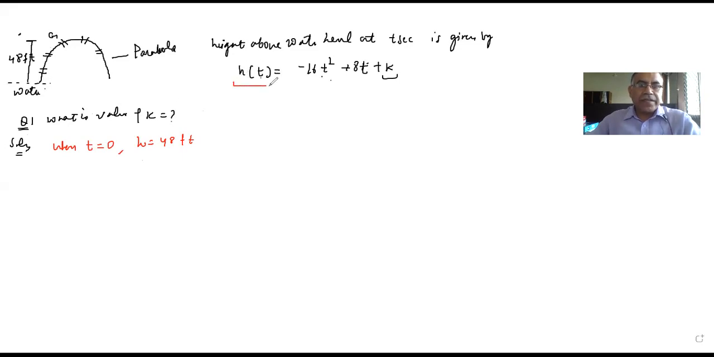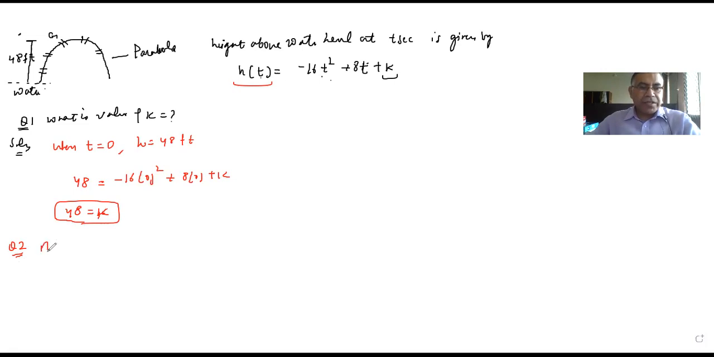So h(t) gives the height of the girl. So can I write it here 48 and the time is 0, so 48 equals minus 16 into 0 square plus 8 into 0 plus k. So 48 is equal to k. So this is the answer of my first question. So the value of k is 48.